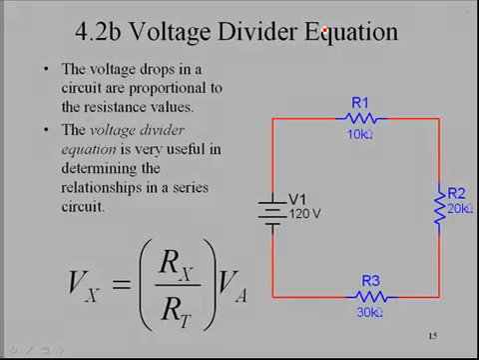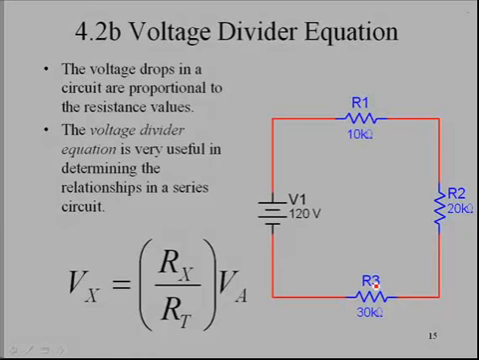We are continuing in section 4.2, and in this section we'll be looking at voltage dividers and power equations for series circuits. The voltage drops in a circuit are proportional to the resistance values. So what that's saying is that the voltage drops that we will experience in a given circuit are going to be proportional to the values of resistance in that circuit.